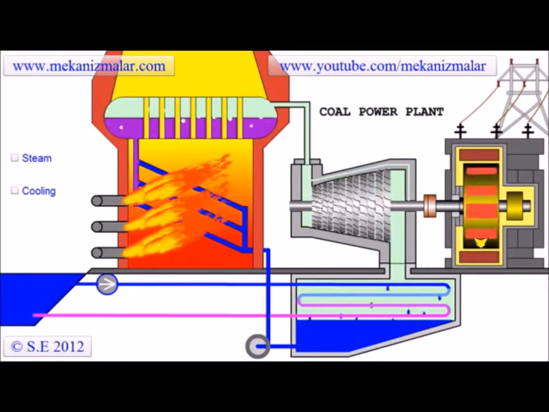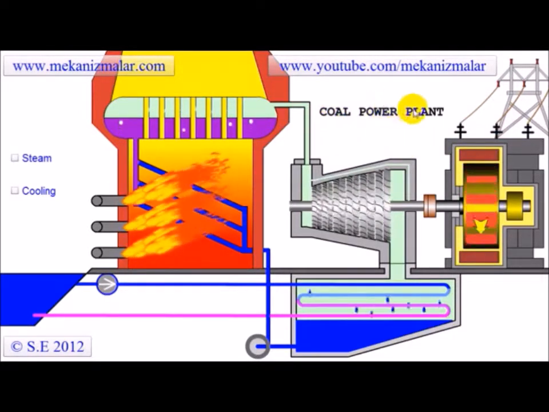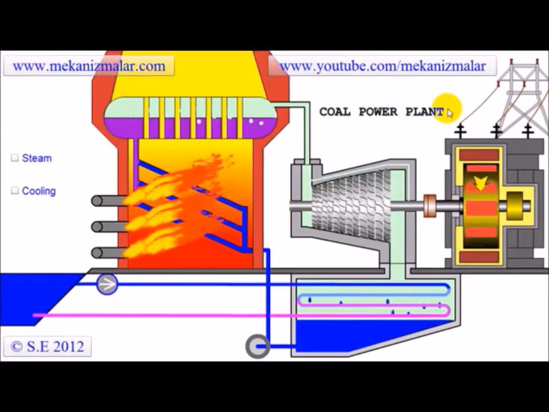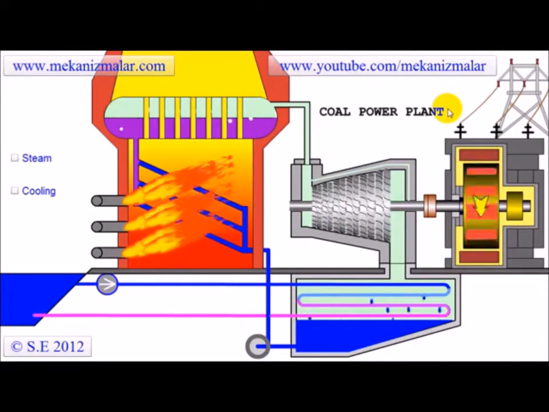Welcome to Mechanismalar.com's educational video series. Half of the world's electricity is generated by coal power plants, and there are close to 3,000 large coal power plants around the world. In this video, we're going to show you how these controversial yet indispensable power plants work.